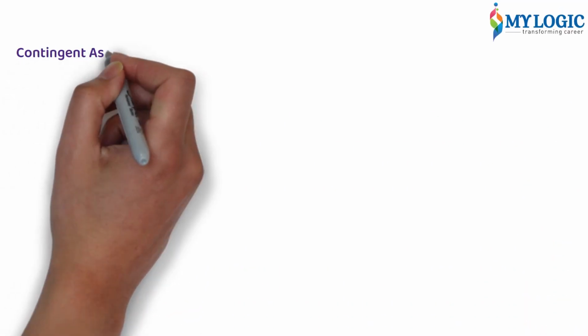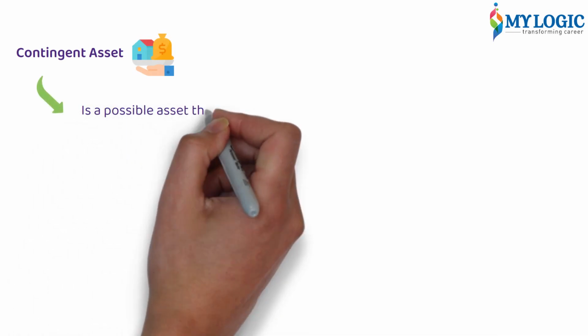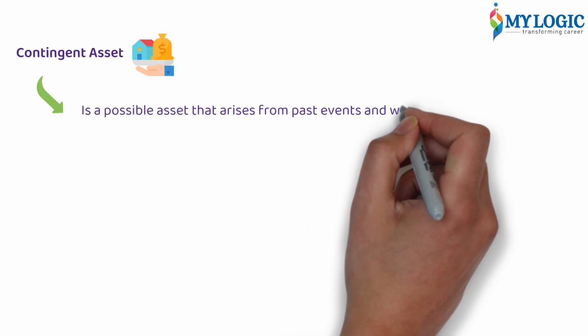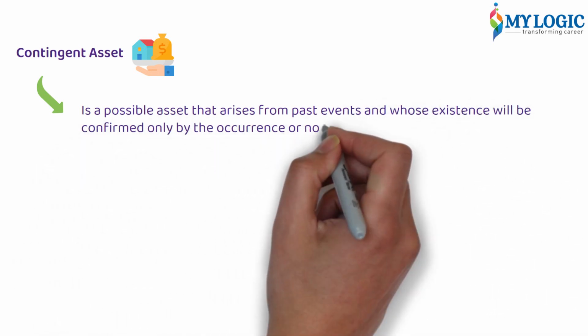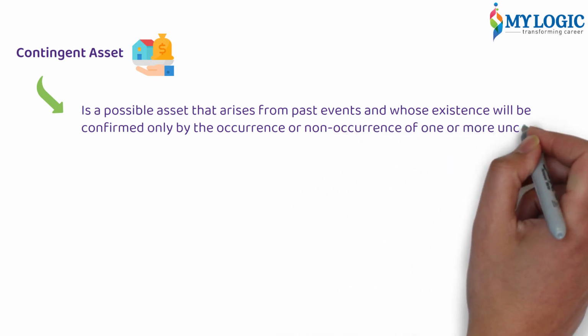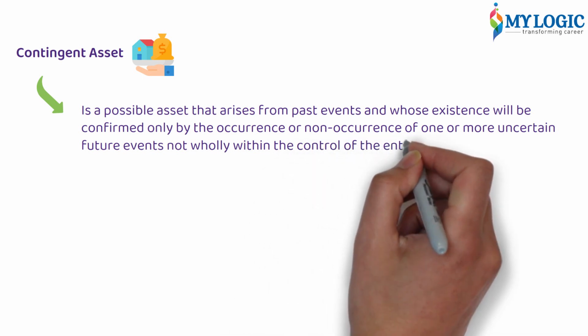Contingent asset. A contingent asset is a possible asset that arises from past events and whose existence will be confirmed only by the occurrence or non-occurrence of one or more uncertain future events, not wholly within the control of the entity.